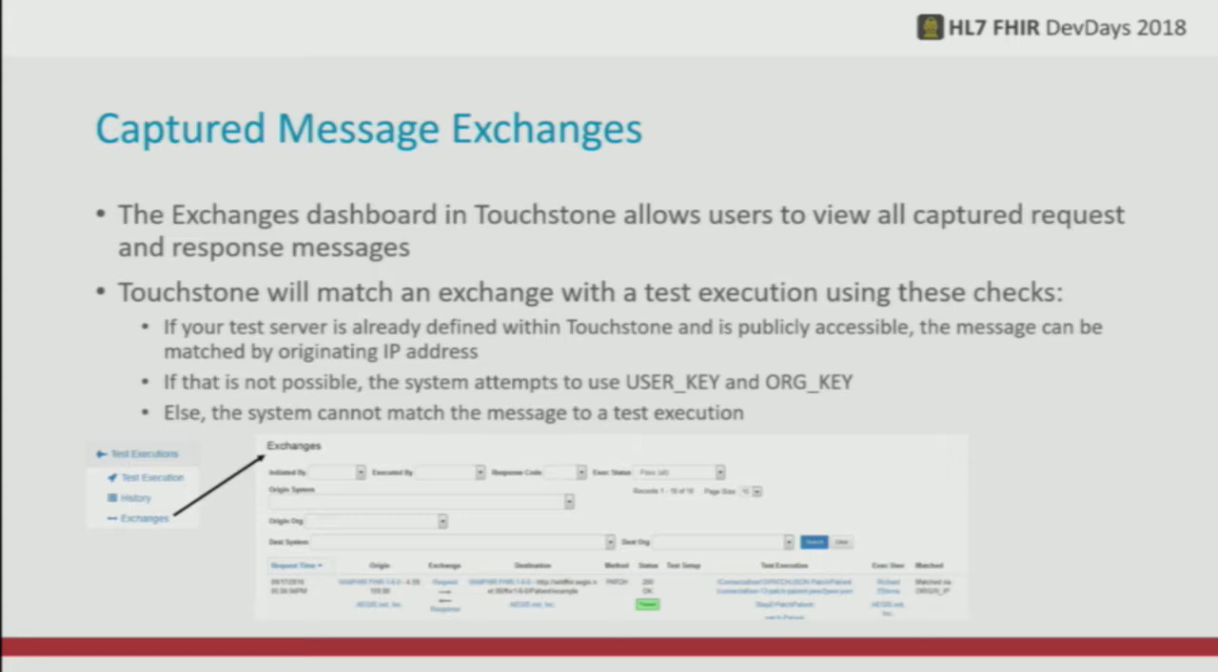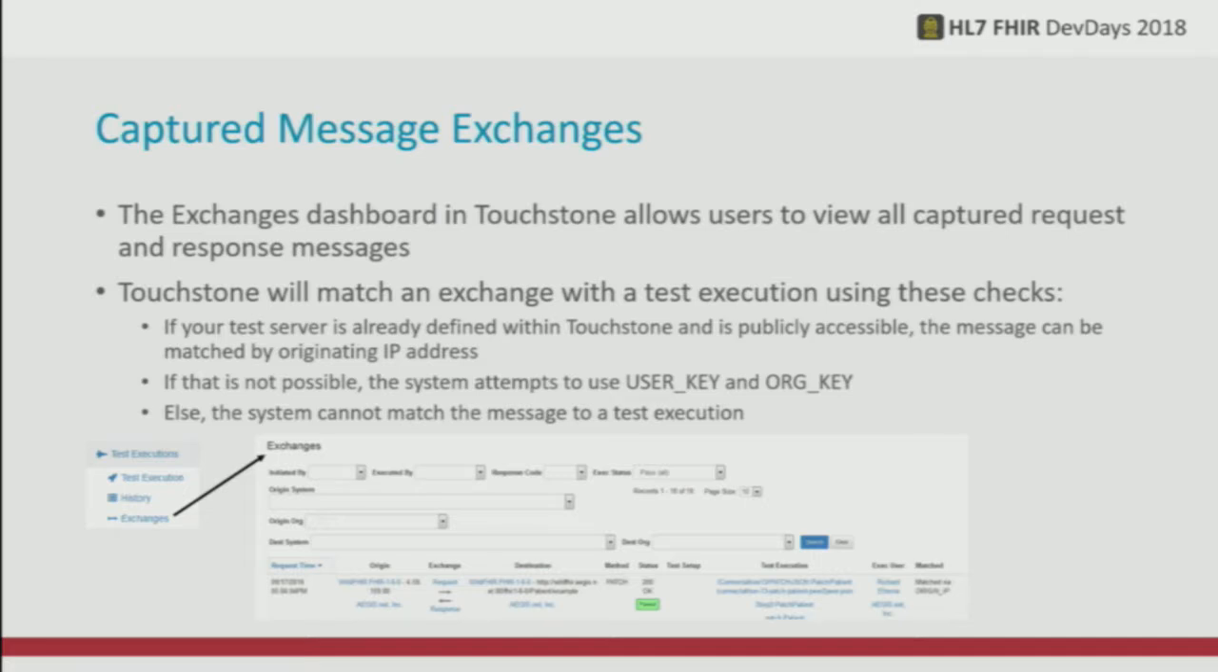It's whether we matched it to a waiting test execution. And so there's some logic here that we're going to run through to make sure that the client inbound request was mapped appropriately to the waiting test execution. So if your test server is already defined and it's publicly accessible, then the match is done by originating IP address. So your client has to be publicly routable. So we have an IP address assigned to your client. So we're going to try that first. Okay? So inbound IP address matches IP of known client.